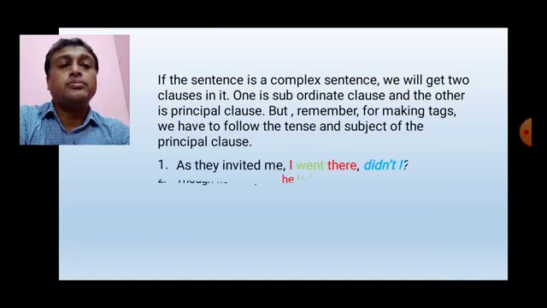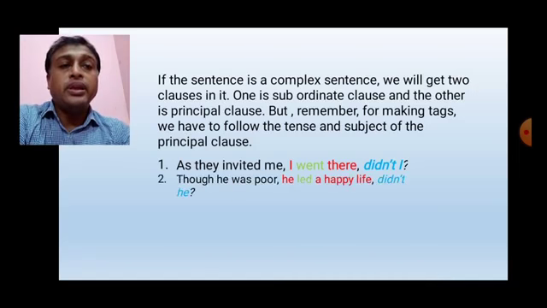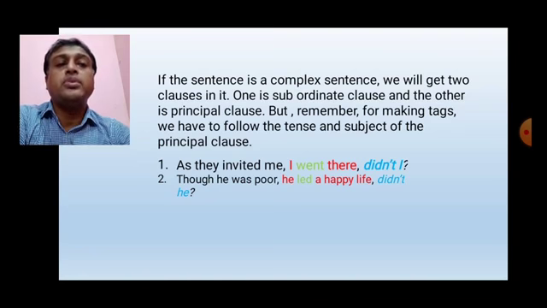For example, as they invited me, I went there. You know, this is an example of a complex sentence. Here, as they invited me is the subordinate clause. I went there is the principal clause. So we have to write the answer to that question following the subject and verb of the principal clause.